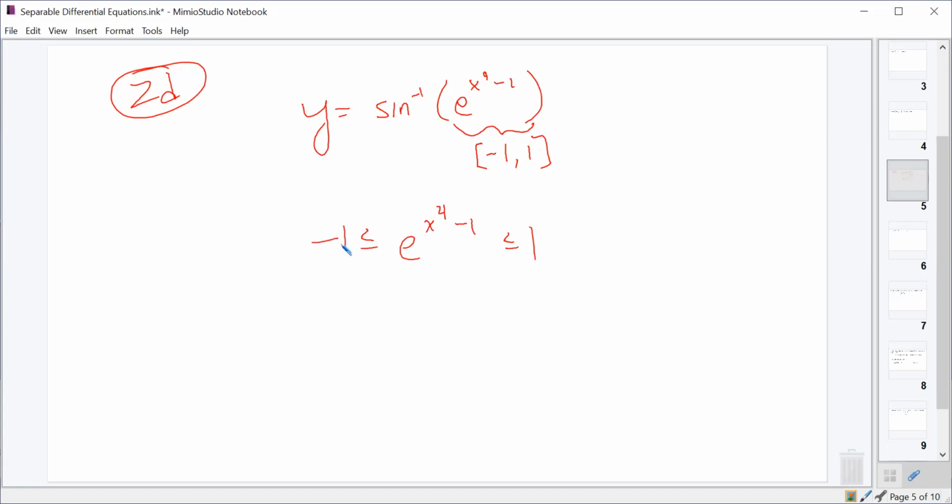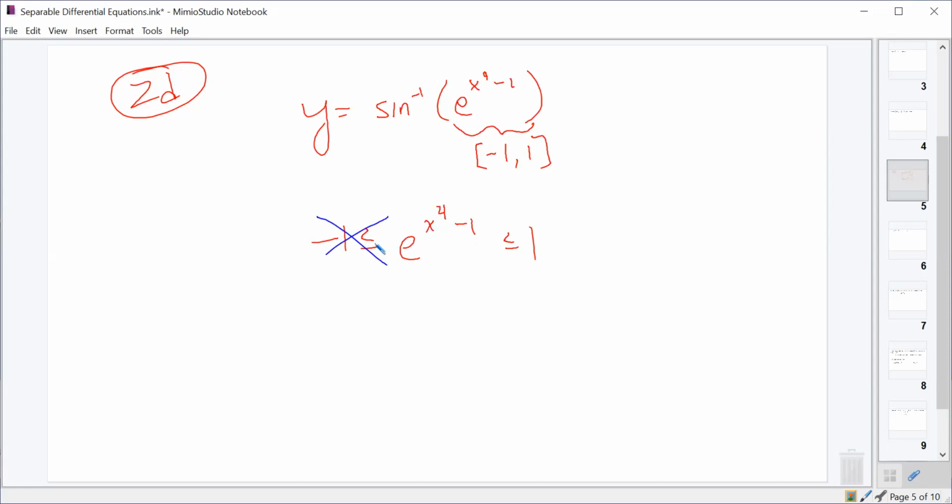And so from there, one thing we can do is think about e to the x to the fourth minus 1. And e to the x to the fourth minus 1 is always a positive number, because no matter what x to the fourth minus 1 is, if I do e to that power, I always get a positive number. So since e to the x to the fourth minus 1 is always positive, I can just ignore that part of it, because that's always true. It's always greater than or equal to -1.